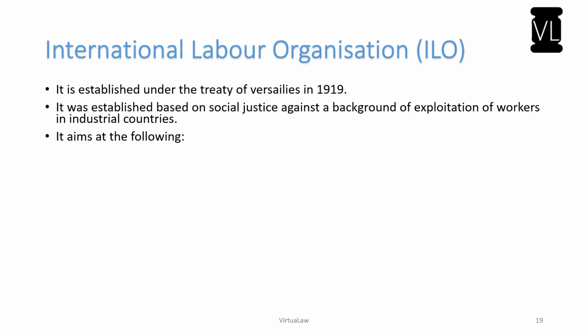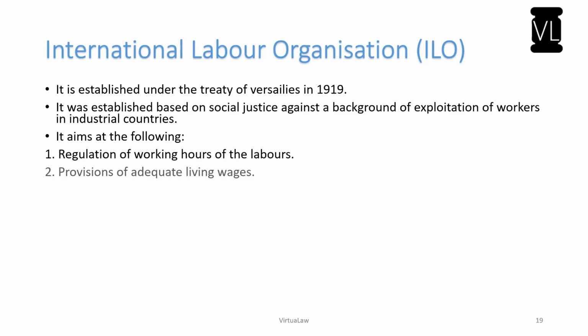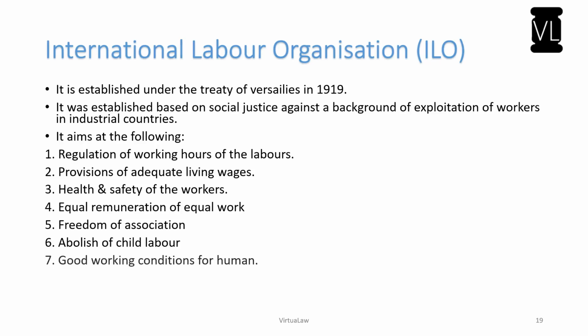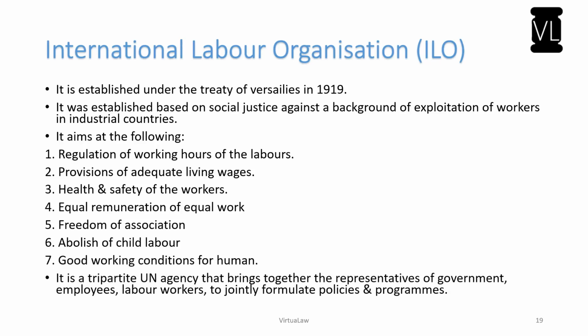We have seen that even under the United Nations Global Compact, we have 4 principles dedicated to labor rights. That is how significant labor is. So ILO, what does it do? Firstly, it regulates the working hours of the labor. It provides for adequate living wages. Health and safety is stipulated. Equal remuneration for equal work is one of its aims. Freedom of association has to be provided. Child labor has to be abolished, and good and adequate working conditions have to be provided for human beings.